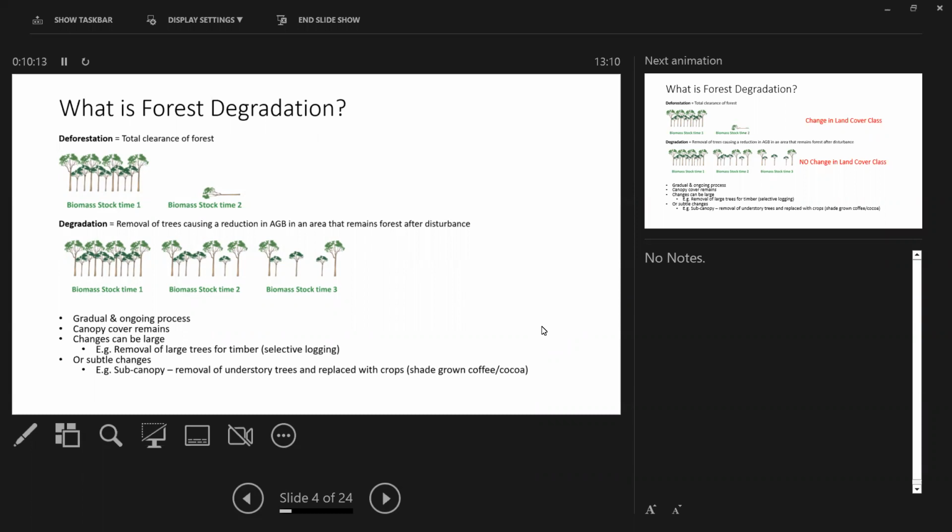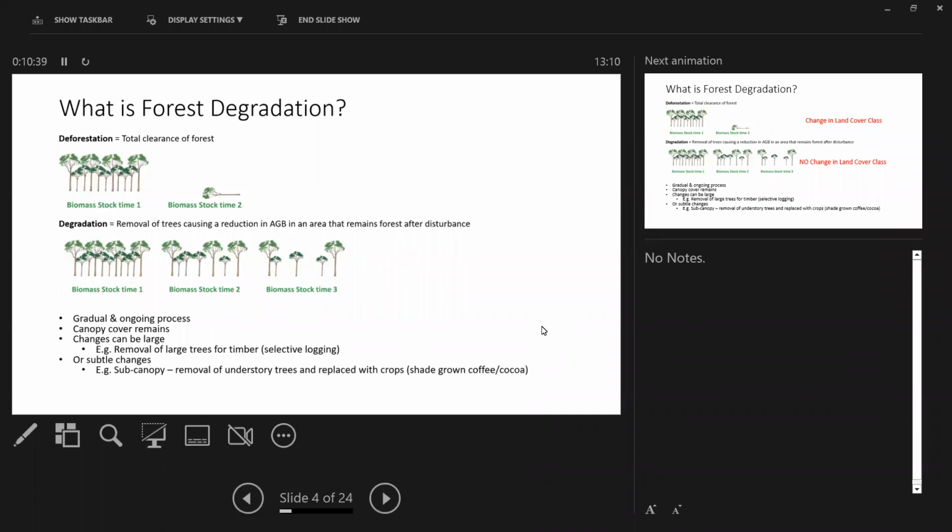Degradation then is slightly different to that. It's the removal of trees within a forested area that causes a reduction in biomass, but the area that remains as forest after that removal. So you have a really intact forest at the beginning, a few trees are taken, but you still have a closed canopy, a few more trees taken, canopy might open up, but you still have what would be classified as a forest afterwards.